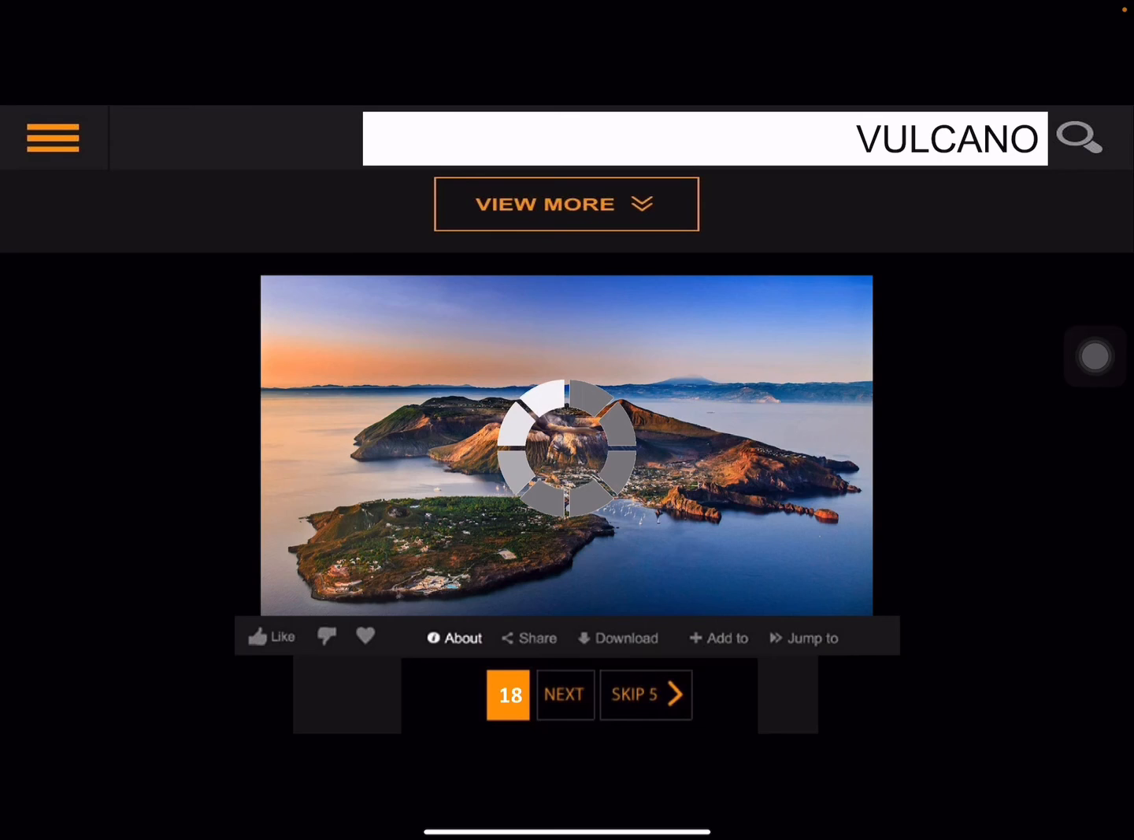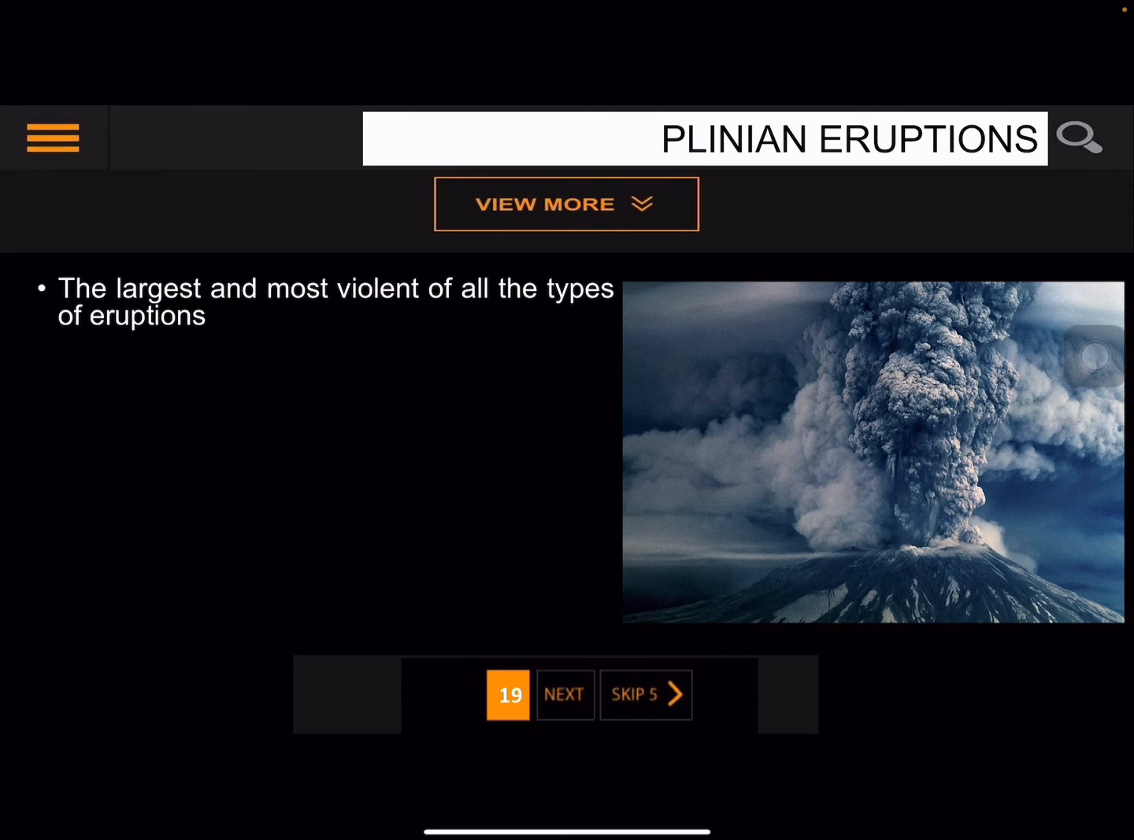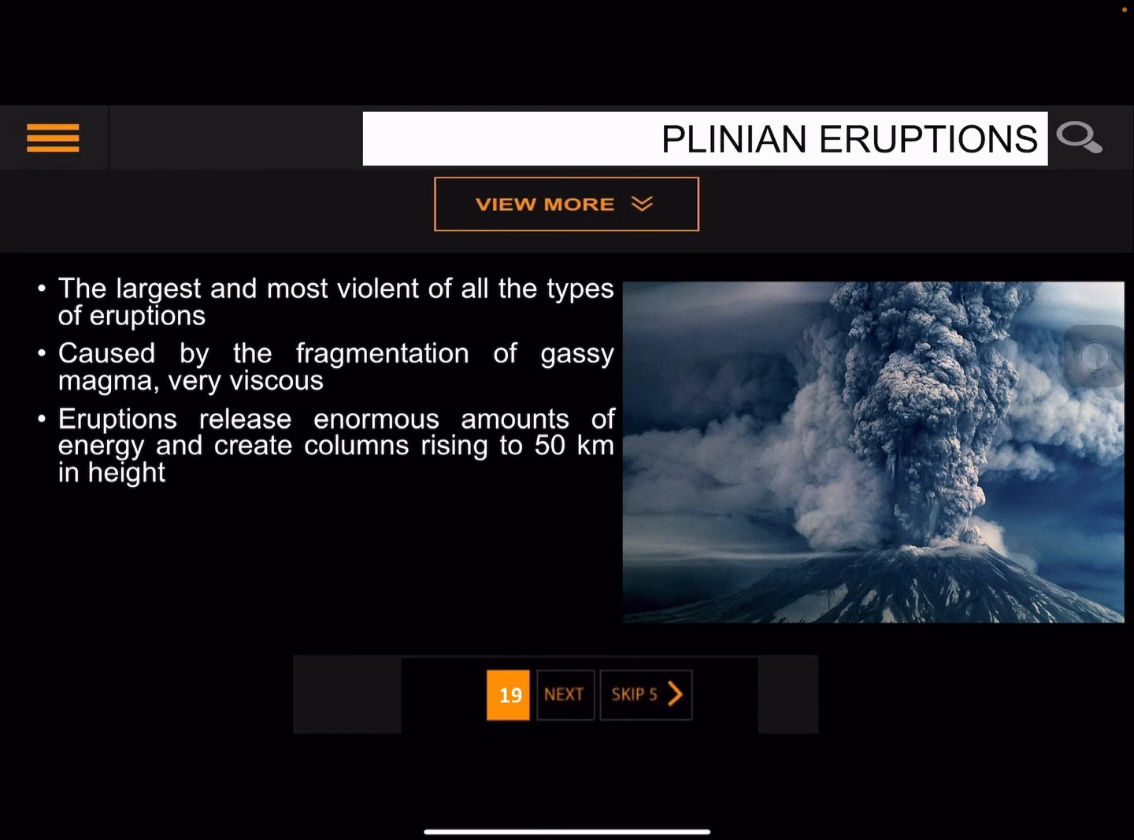Volcano. Plinian eruptions. The largest and most violent of all the types of eruptions are Plinian eruptions. They are caused by the fragmentation of gassy magma and are usually associated with very viscous magma, dacite and rhyolite. These eruptions release enormous amounts of energy and create eruption columns that can rise up to 50 kilometers high at speeds of hundreds of meters per second.